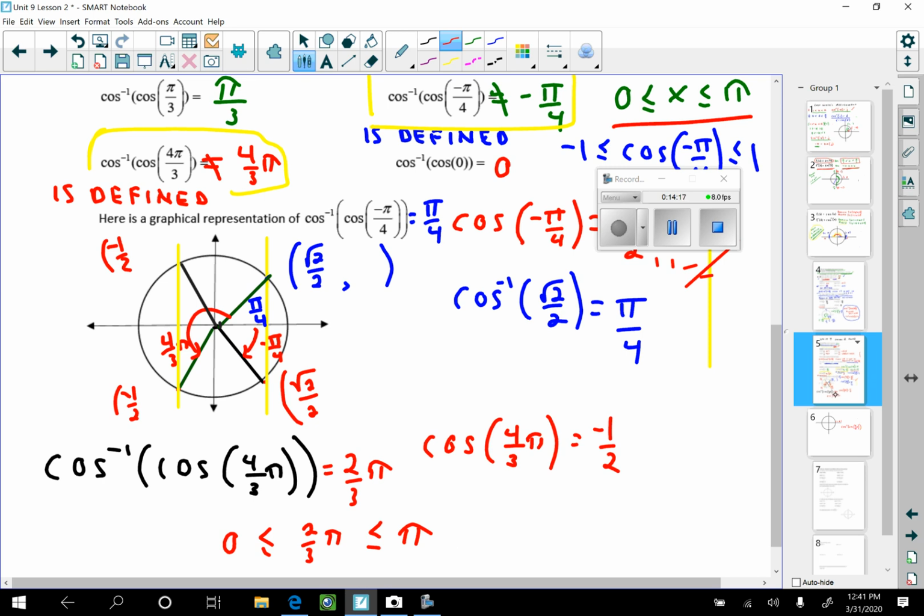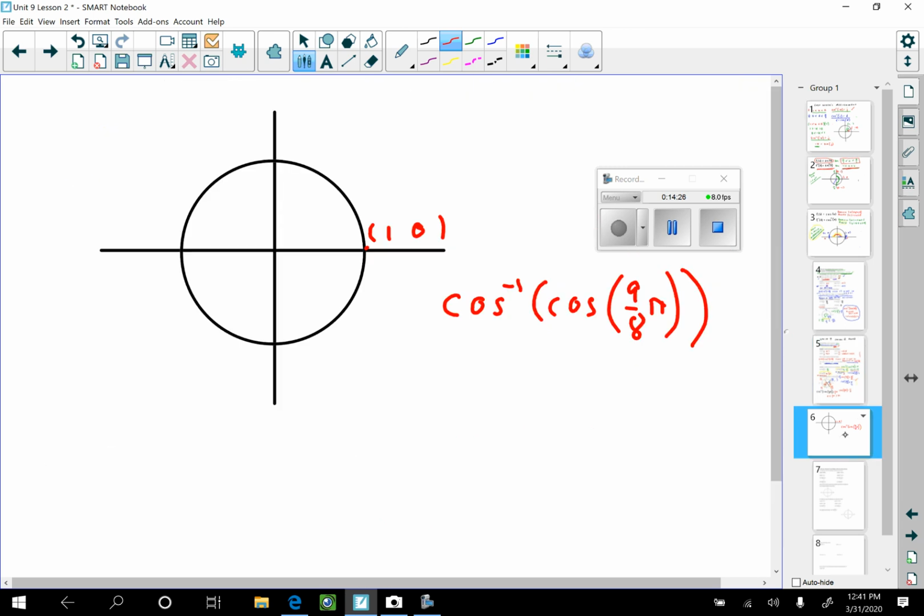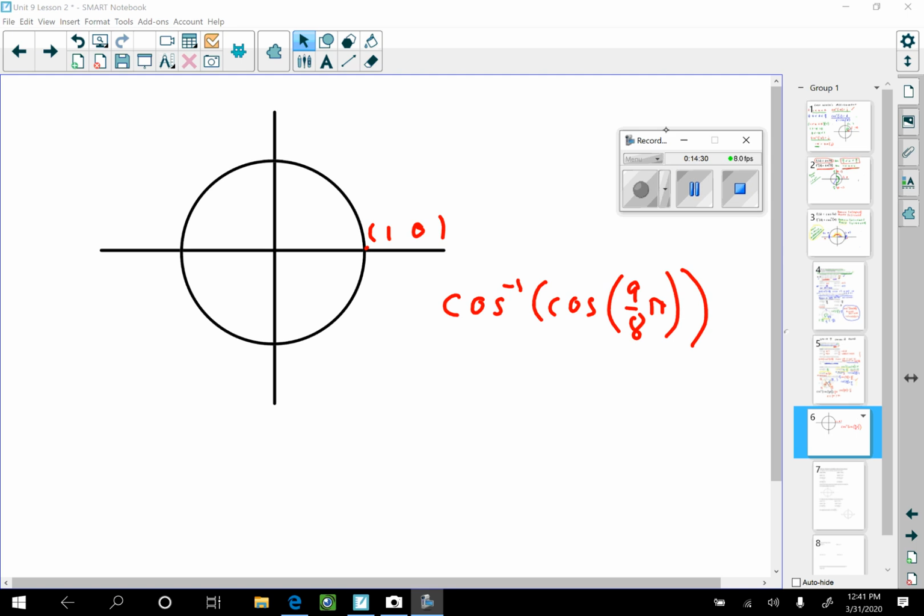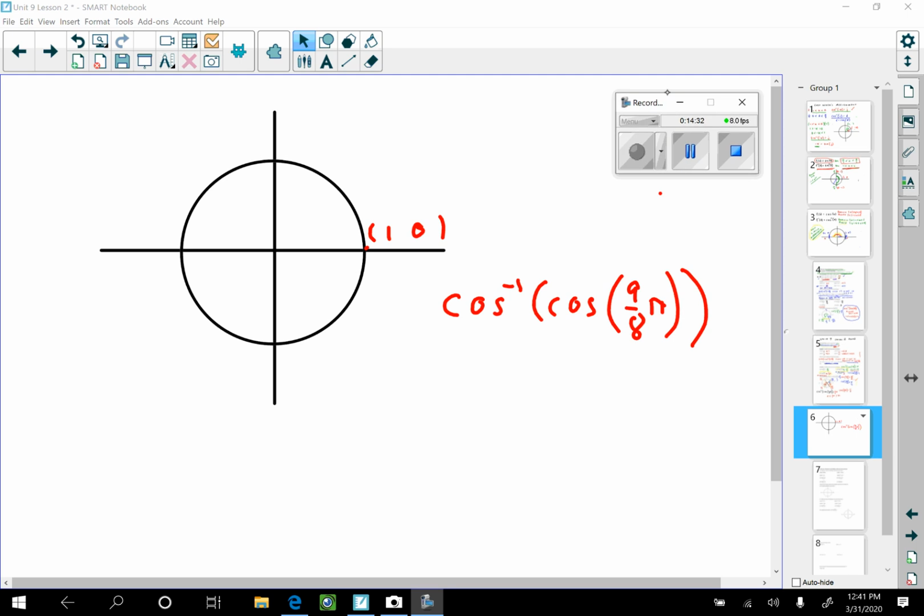So let's do another example here of an angle that we don't know, and then we're going to close this video out. So I'm going to do a graphical representation. This is going to be my last example here. Let's see here. I want the inverse cosine of 9/8 pi.